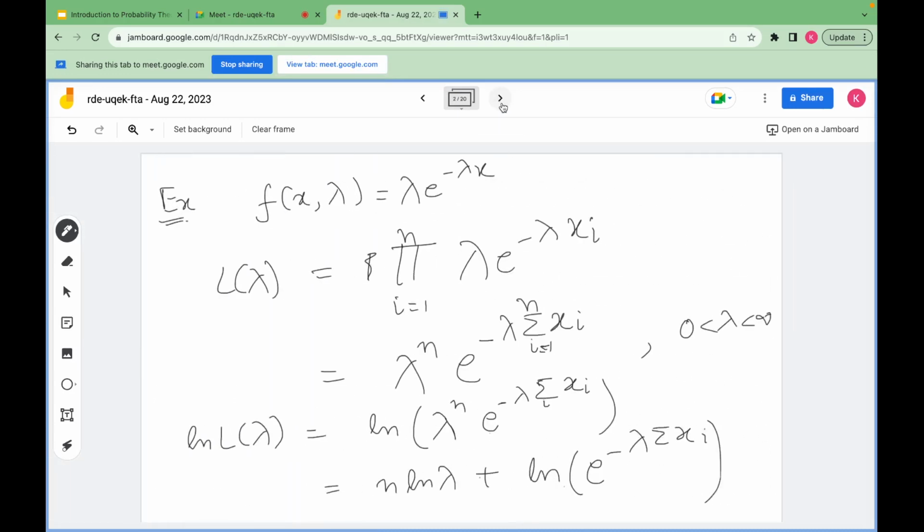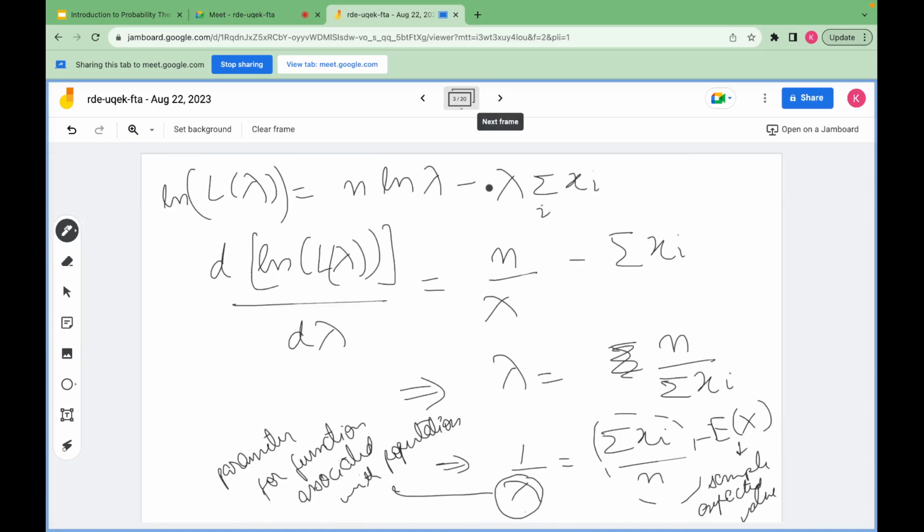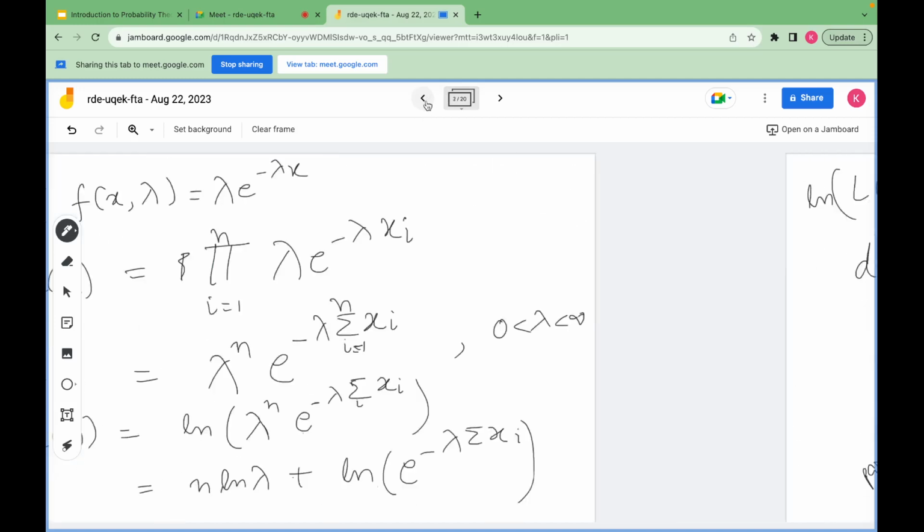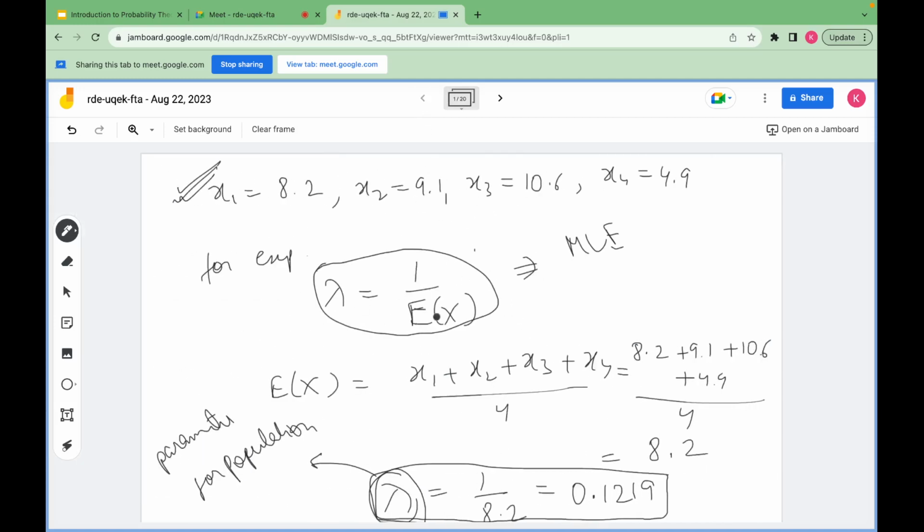Previously we discussed how if the population function is exponentially distributed, then this lambda value is n upon sigma xi, which is nothing but 1 upon expectation of x. So we directly use that formula in this question, through MLE, and we found this lambda for the population.